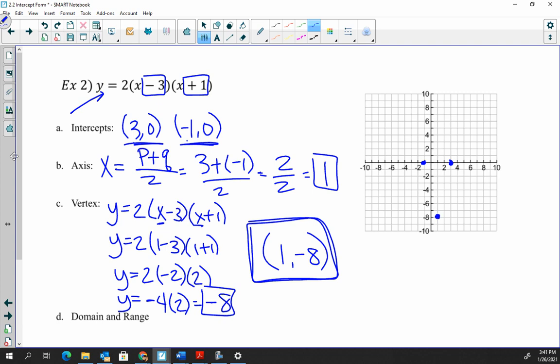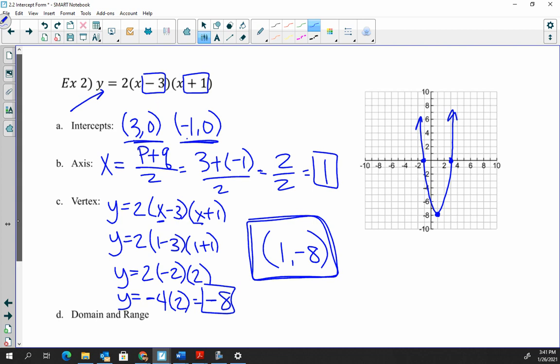And then I'm just going to draw my parabola as accurately as I can. There we go. There's my quadratic equation in intercept form. Notice how I didn't use the table, I just connected the points. All right, let's talk about domain and range on this one.